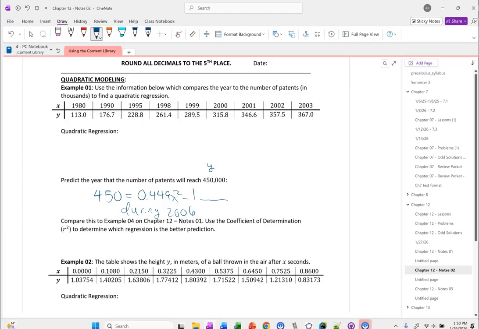Graph, scatter plot, and your regression equation we just made. Your 450 is off the chart, so move this up to 500. Graph, just press graph again. Okay, that's it. I still don't see the intersection. Wow, there's an error.